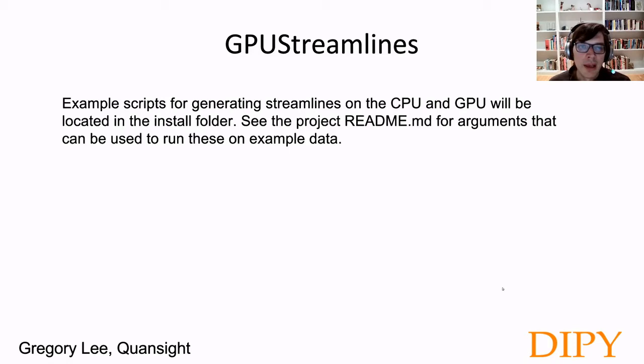You can find out these compute capabilities by looking on NVIDIA's site for whatever GPU you have in your system. I mentioned there are example scripts for generating streamlines. Those have to be called with appropriate command line arguments, and some detailed examples of those are given in the README that is in that repository.